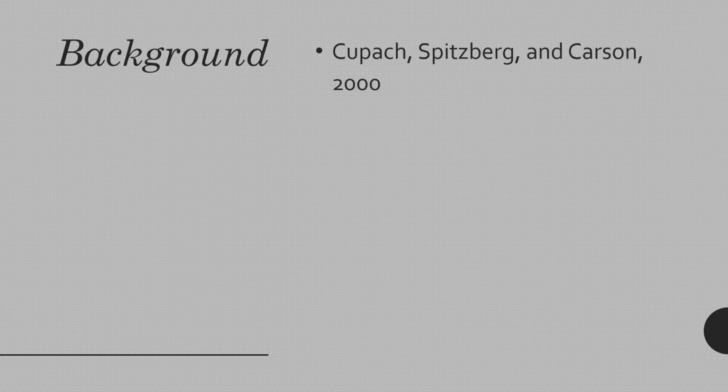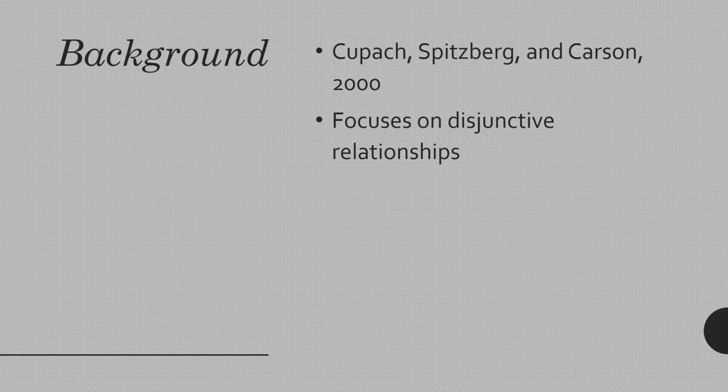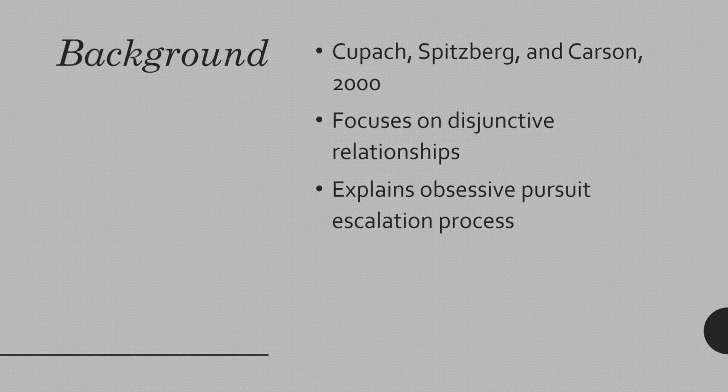Relational goal pursuit theory was presented by Cupach, Spitzberg, and Carson in the year 2000. It focuses on disjunctive relationships, which are sort of the one-sided, non-mutual relationships, and it goes over what takes a person from normative behaviors of relational pursuit to obsessive or even potentially threatening.